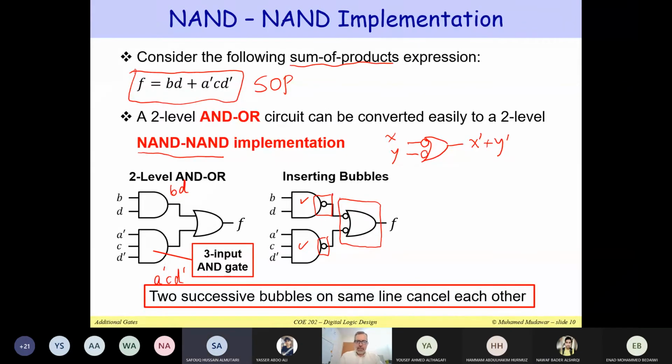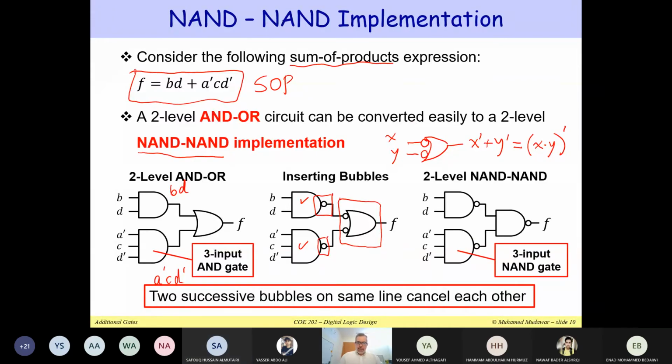And when we invert the inputs and then we OR, using De Morgan's theorem, it will be the same thing as X and Y, everything is a prime. So what we can do is we can replace this gate here, this OR gate with inverted inputs, with a NAND gate. So notice that now we have a pure NAND implementation.